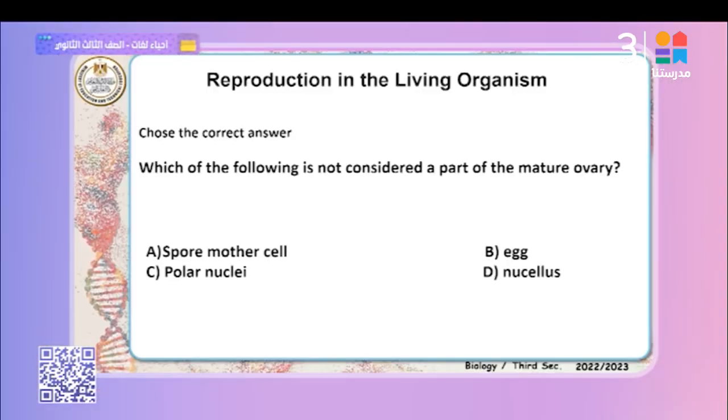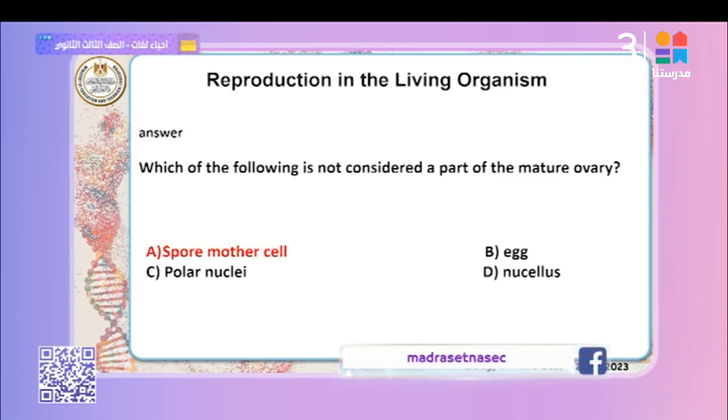That's right. So, are spore mother cells found in the mature ovary? No, they divide first by meiosis, forming 4 cells; 3 degenerate and 1 remains, forming the embryonic sac. So the best answer is A. The egg is found in the middle. The polar nuclei are found in the middle. The nucellus is the membrane surrounding the embryonic sac. So the best answer is A, spore mother cell.